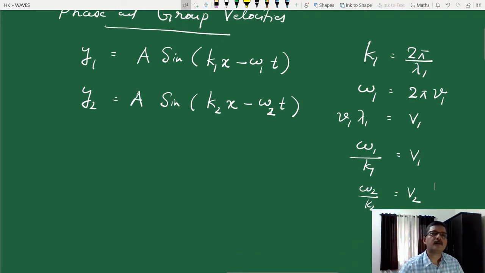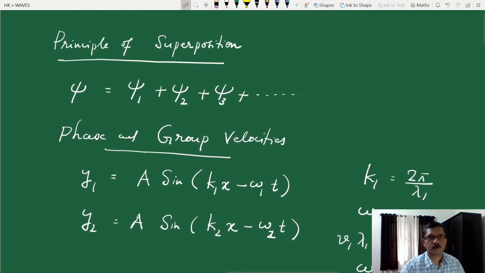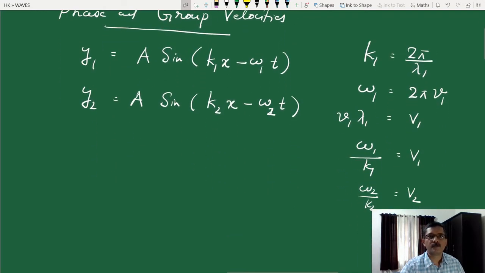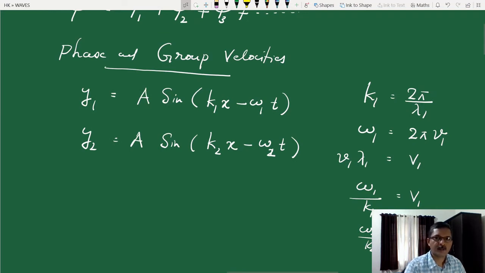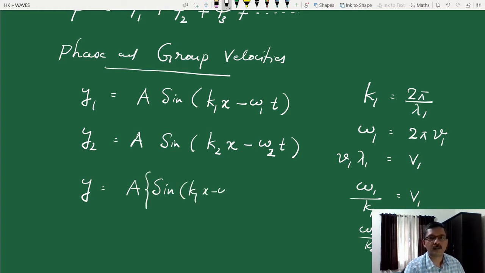Now let us consider the superposition of these two waves. When these two waves are traveling along the positive x direction in the same region, what is the resultant displacement? It's the sum of the individual displacements. So we can write a, which is common and can be taken outside, times sine of k1x minus omega 1t plus sine of k2x minus omega 2t.